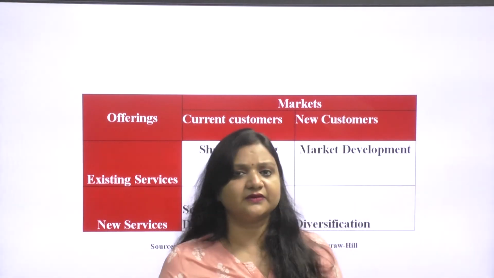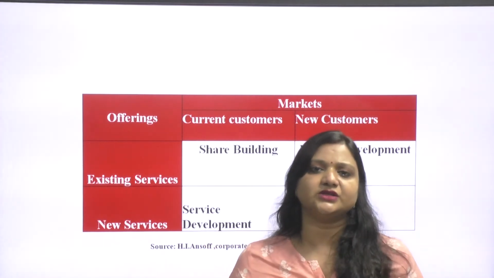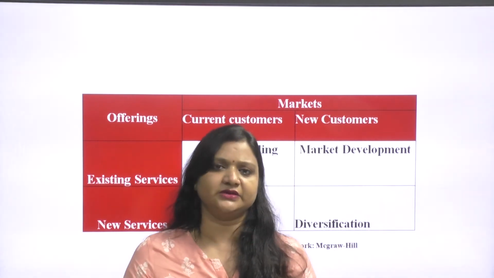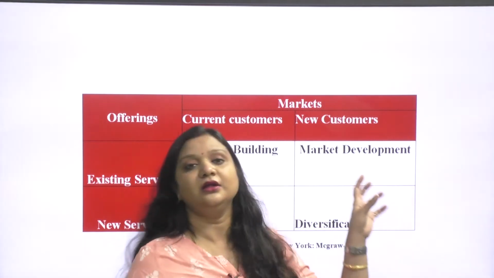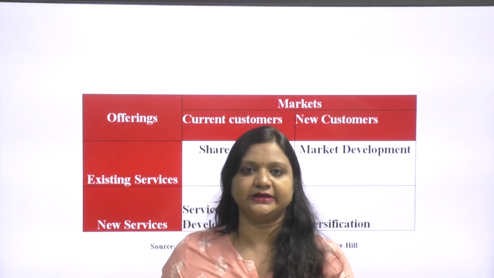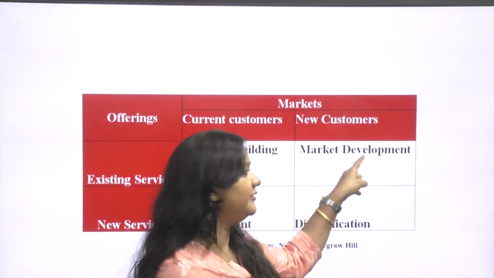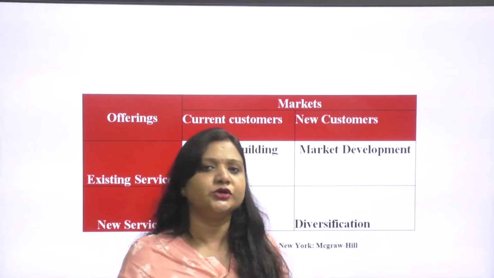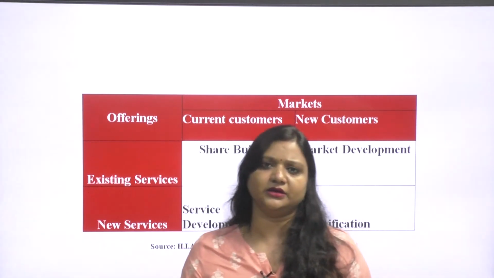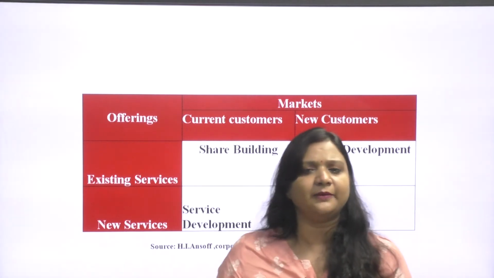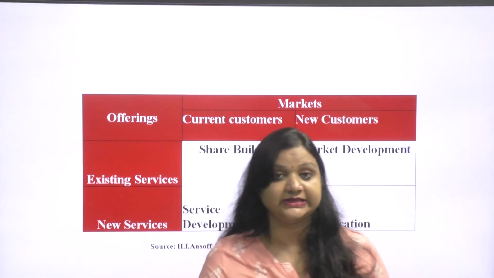Now market development, suppose we can take one example of a saloon that is for men only. Obviously the services offered under the saloon are for men only, but now they have converted their saloon into unisex, meaning now male and female both can go and avail the services. So that is all about market development, means that saloon has added one more segment to that particular service. And the last one is diversification, like banks and insurance companies are now day by day offering different policies and different plans to different customer groups. That is an example of diversification.